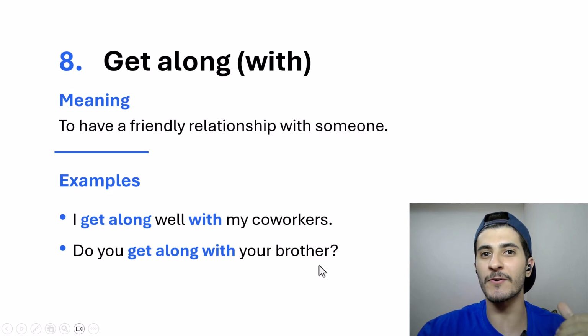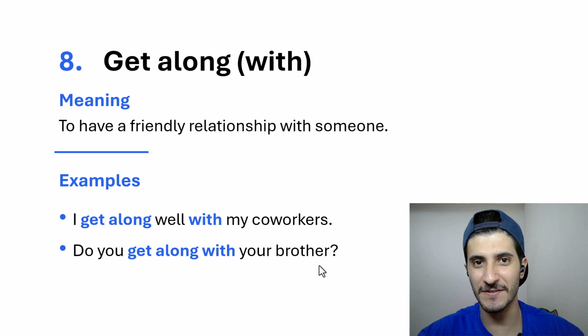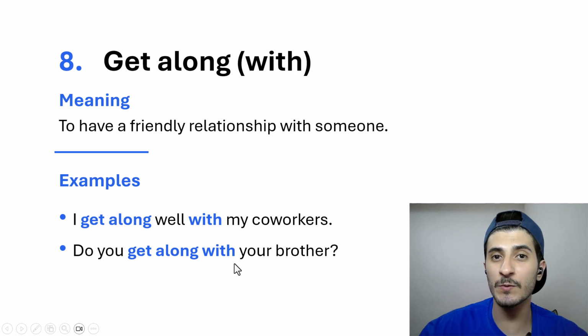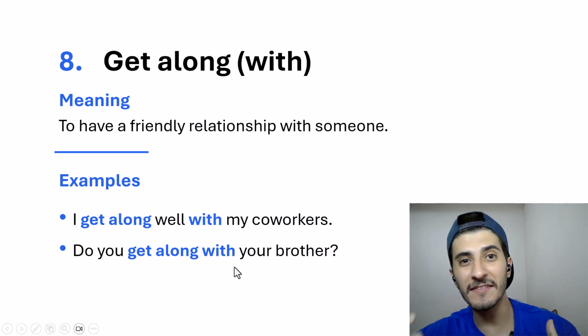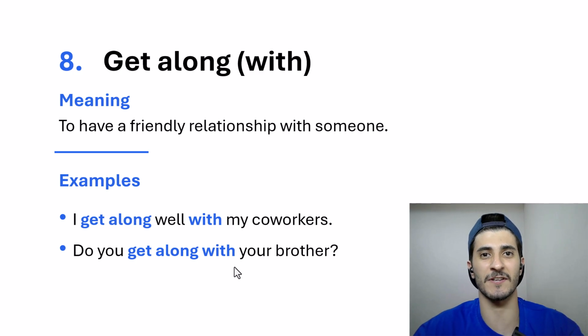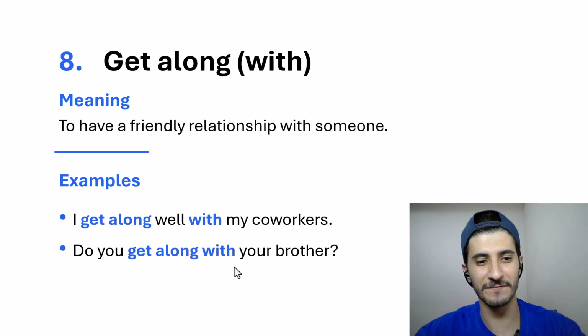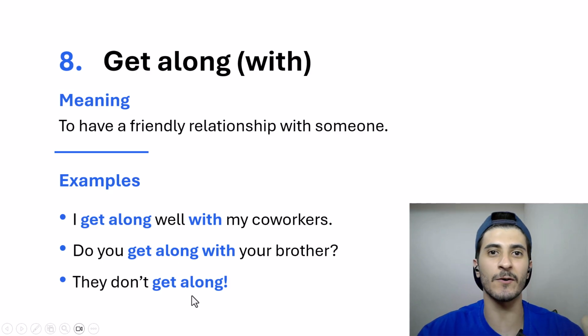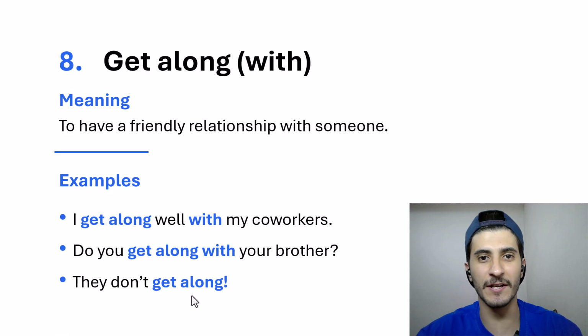Let's say you have a brother and you're always fighting with each other, okay? And now I ask you, do you get along with your brother? Meaning, do you have a friendly relationship with each other? And you say, no, we can't get along with each other. Meaning, no, we don't have a friendly relationship with each other. So another example is, they don't get along. They don't get along, meaning they don't have a friendly relationship, okay?